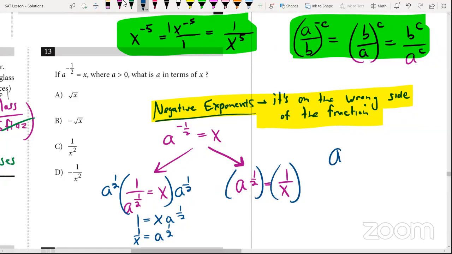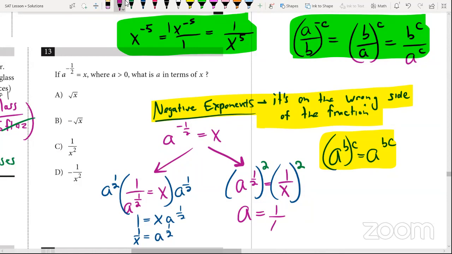We take advantage of this exponent rule that says if I have a to the b power to the c power, that's the same as a to the b times c power. So here, if I raise both sides to the second power, 1/2 times 2 is just 1. So it gets rid of the exponent. It makes it a to the first power, which is just a. And now we're squaring 1 over x. So 1 squared over x squared. 1 squared is just 1. So 1 over x squared is our answer. And number 13 is going to be C.